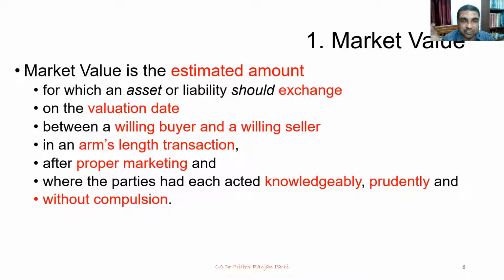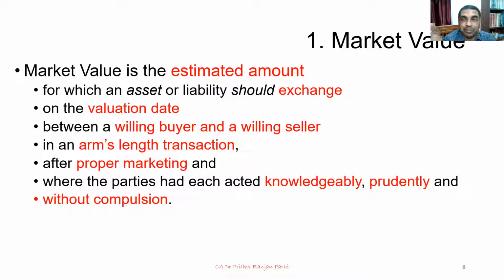And between whom will this exchange happen? A willing buyer, that is, no compulsion. The buyer is willing to dispose of the asset, and the seller is also willing to acquire it. So between a willing buyer and a willing seller at an arm's length transaction, meaning it is a fair transaction. The parties are not related to each other, not influenced by any other thing, and there is no other consideration flowing between the parties. So it is called an arm's length transaction. I think you understand the meaning of arm's length transaction. Yes or no?